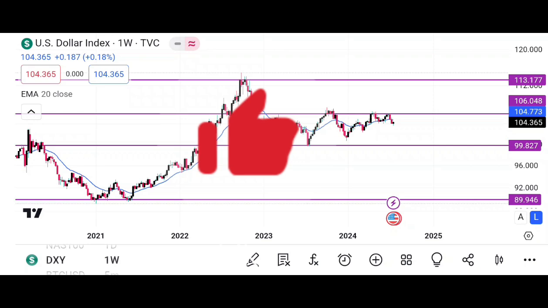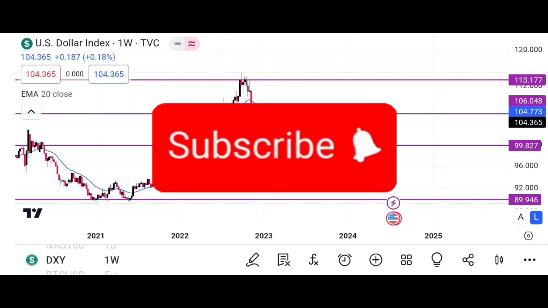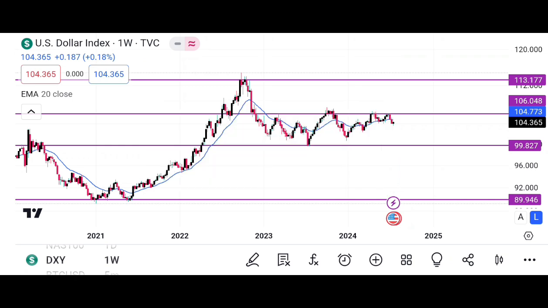So today we are going to be dealing with the DXY. It is very important for us to deal with the DXY first in order for us to understand the US dollar pairs that we are going to be trading accordingly during this week.